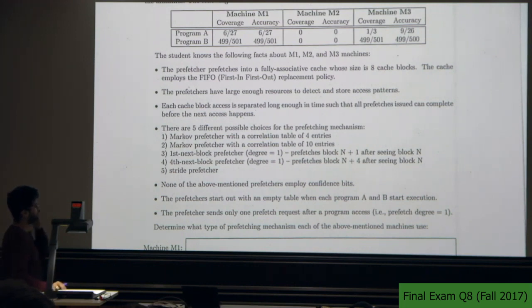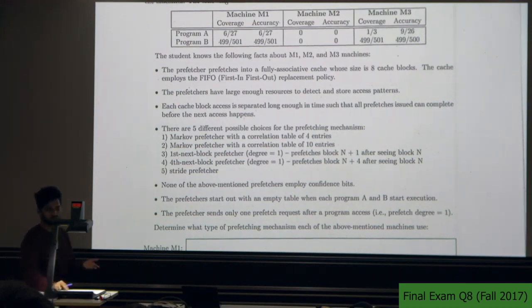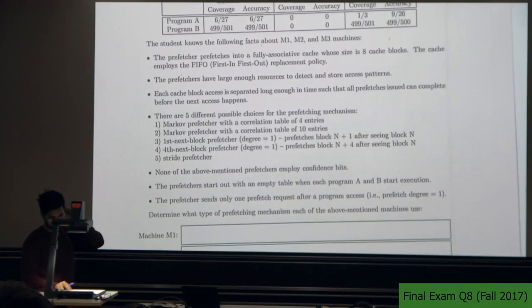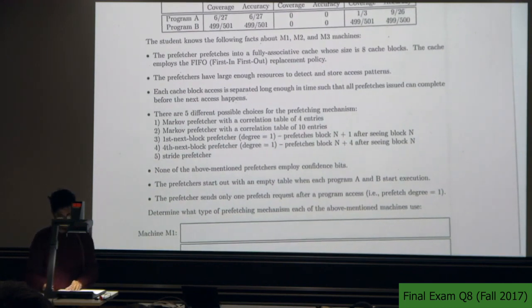none of them have any confidence bit, they start with an empty table, and everything is fine, and the prefetch degree is only 1. So that means we only send 1 prefetch request for each demand access. So now the question is: determine what type of prefetching mechanism each of the above mentioned machines uses.